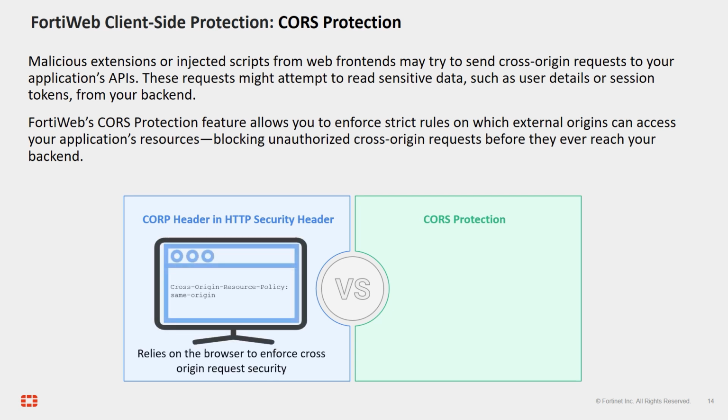CORS headers simply tell the browser how to handle cross-origin requests, but they don't actually block anything. They rely on the browser to follow the rules. FortiWeb's CORS protection goes further. It actively checks and blocks cross-origin requests that don't match your policies. This means real-time enforcement, with more precise control over which origins, methods, and headers are allowed. Used together, they provide both browser guidance and real-time cross-origin request checks, a stronger, more complete defense.